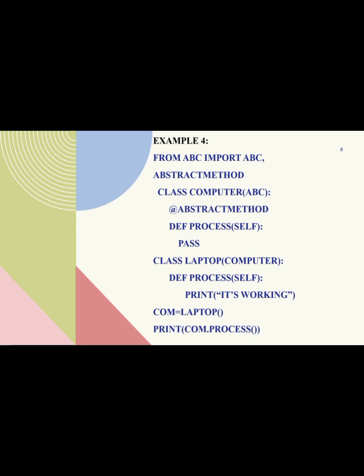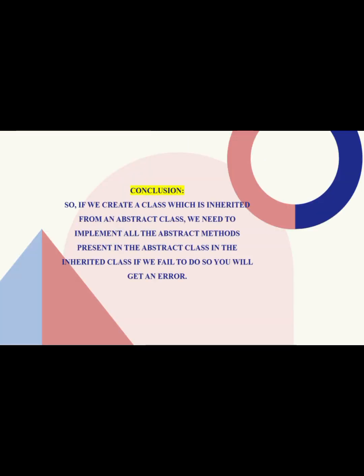It's working. Now we created an object for the laptop class, and when we try to call a method of the laptop class, it would get successfully executed, since there is running code in the method. That is, we can conclude that when we create a class which is inherited from an abstract class, we need to implement all the abstract methods present in the abstract class in the inherited class. If we fail to do so, we will get an error.